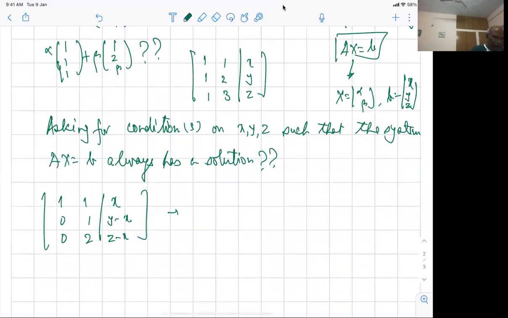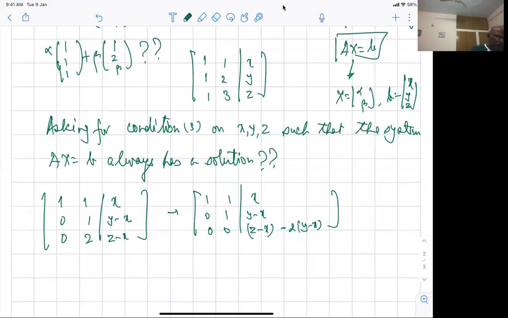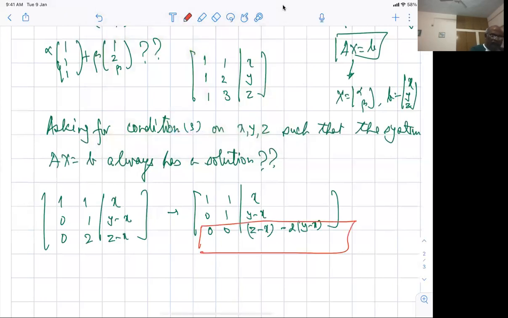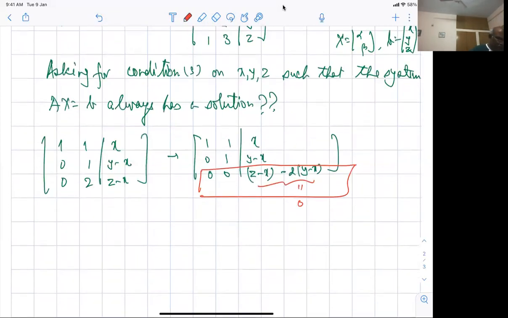Fine. So from here I can again go to (1, 1, x), (0, 1, y minus x), (0, 0, z minus x minus 2 times (y minus x)). So what we need is that, if you look at this part, this always has a solution if I get 0, 0 and 0. This has to be 0 for me if I want a solution. And alpha and beta we are giving, so the solution is always there. So I need that this part has to be 0. So I need z minus x minus 2y plus 2x to be 0, which is the same thing as saying x minus 2y plus z is 0.